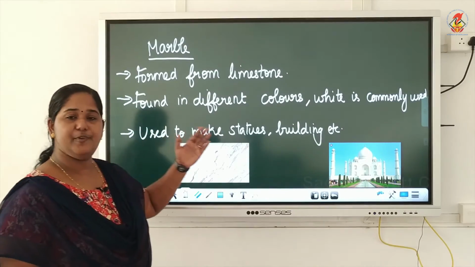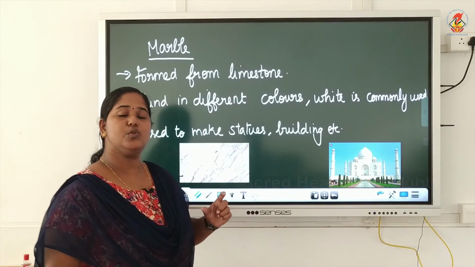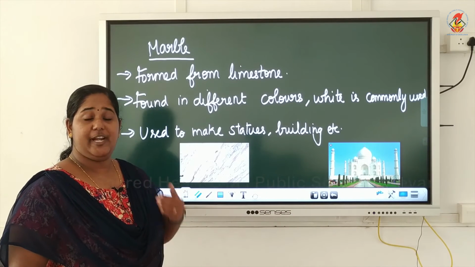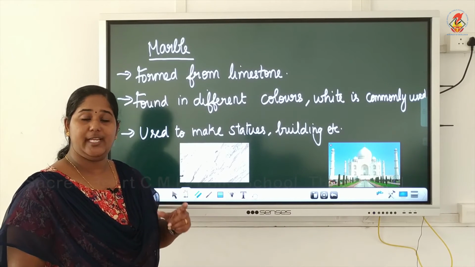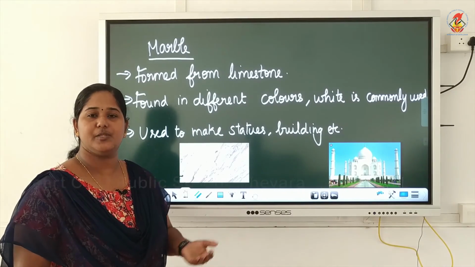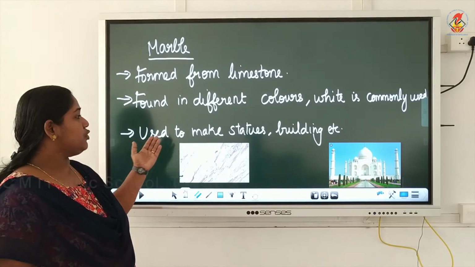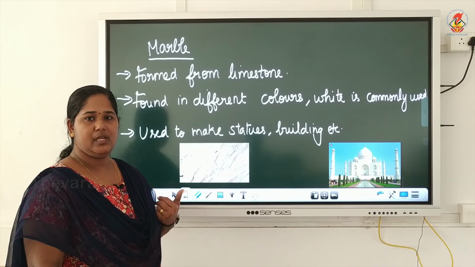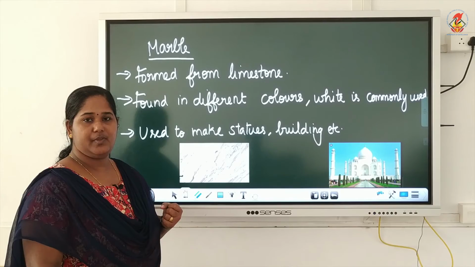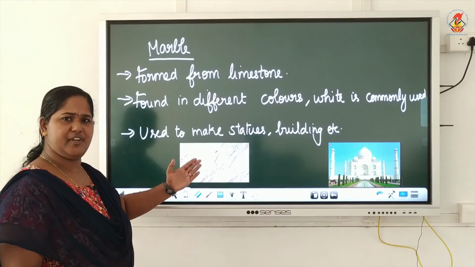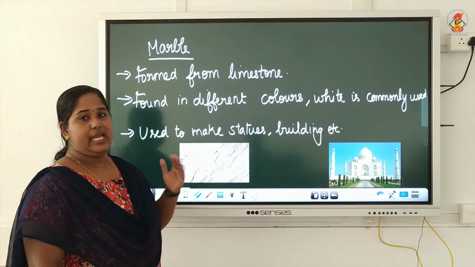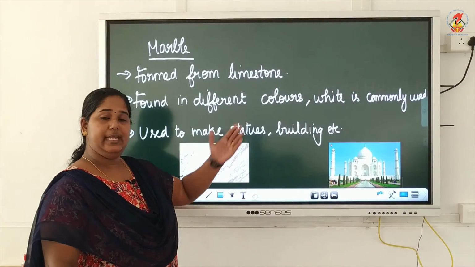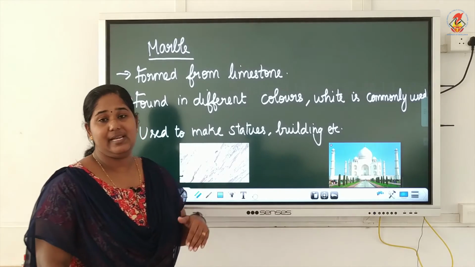There are different colors for marble, but the most commonly used one is white color. We know that Taj Mahal, a very beautiful monument, is made of the white marble, and that adds to its beauty, isn't it? It is used to make statues, buildings and other things, flooring of house, because it is strong. The picture of marble is shown here. This is a different color of marble. So, marble is a metamorphic rock formed from a sedimentary rock, limestone. It has different colors. It is used to make buildings and statues.